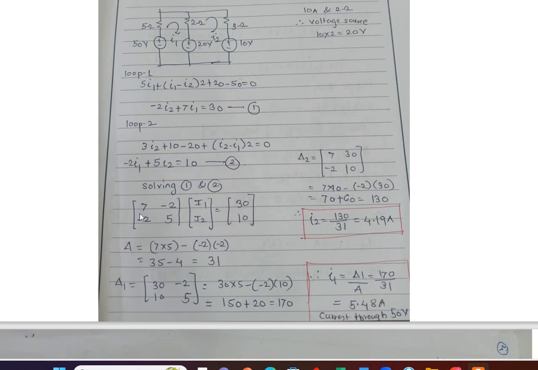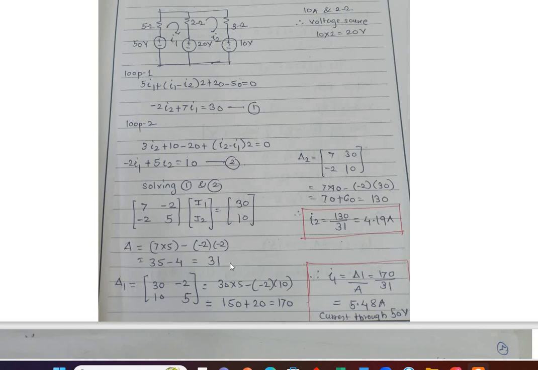Delta 1 we want to calculate. So at that time, column of I1, corresponding I1 elements, is to be replaced by these constant elements. So 7 and minus 2 we have to just replace by 30 and 10. So 30 and 10. And now again with cross multiplication, solve this determinant. So 30 into 5 minus 10 into minus 2. So this total will be 150 plus 20, that is 170.